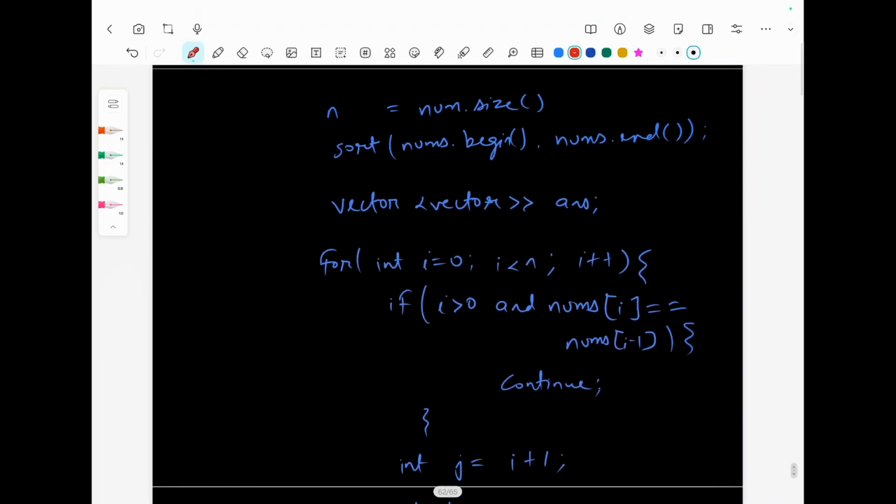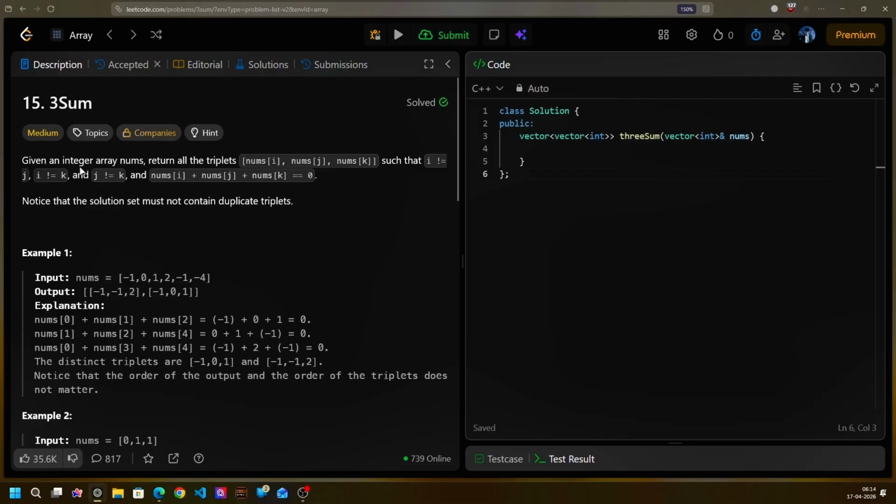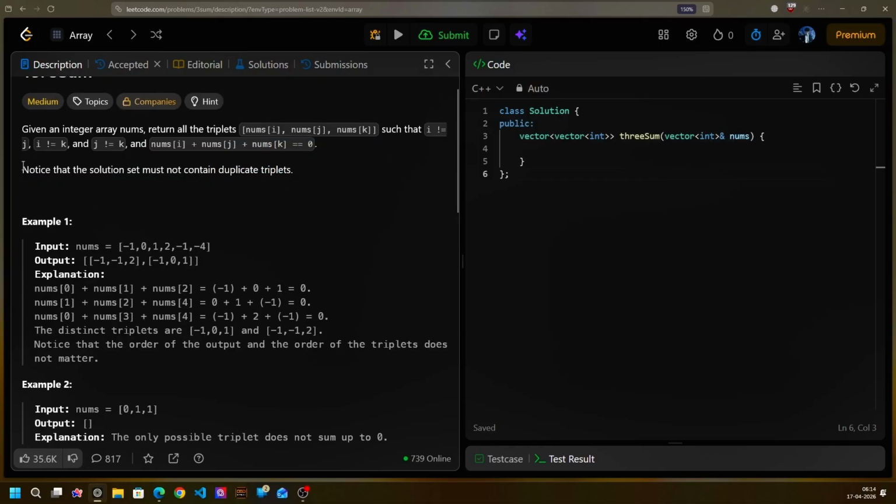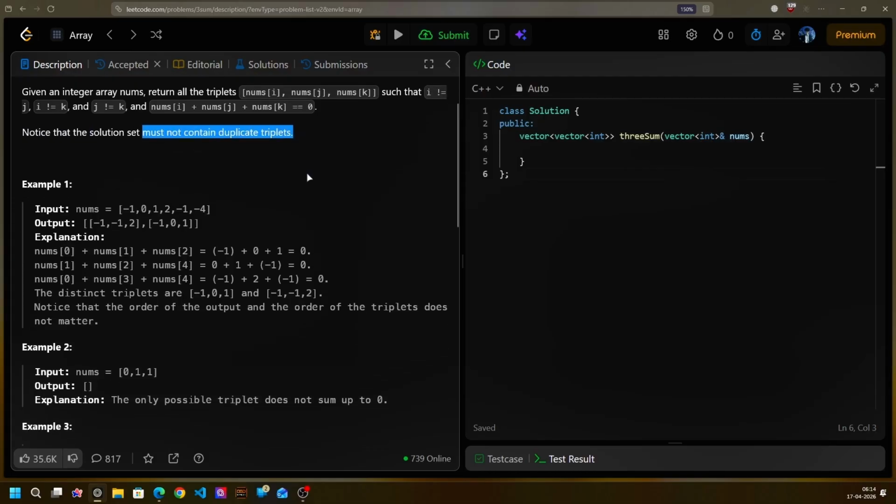because here it got a little messy. So here you are given a problem, you have to take triplets such that i not equals to j, i not equals to k, and j not equals to k, and the sum should be 0. And here they have written one more statement, solution set must not contain duplicate triplets. So there should not be any duplicate triplets.